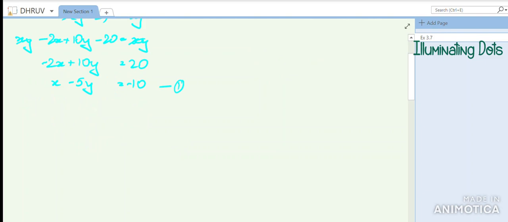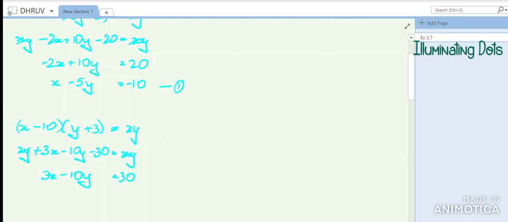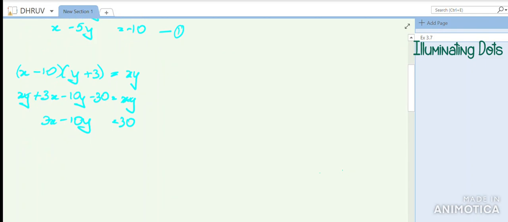Second part says if the train were slower by 10 km per hour, so the speed is x. If it were slower by 10 km per hour, that is minus 10, it would have taken 3 hours more than the scheduled time. So y is the time and 3 hours more than the scheduled time, that is plus 3, is equals to xy, that is our distance. Now we simplify this also, so we get xy plus 3x minus 10y minus 30 is equals to xy. Xy gets cancelled. 3x minus 10y is equals to 30. Nothing can be removed. So this is the second equation we got.